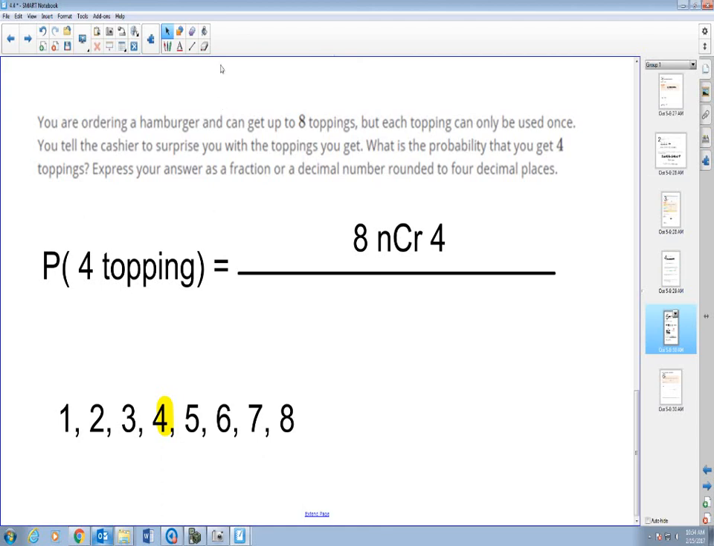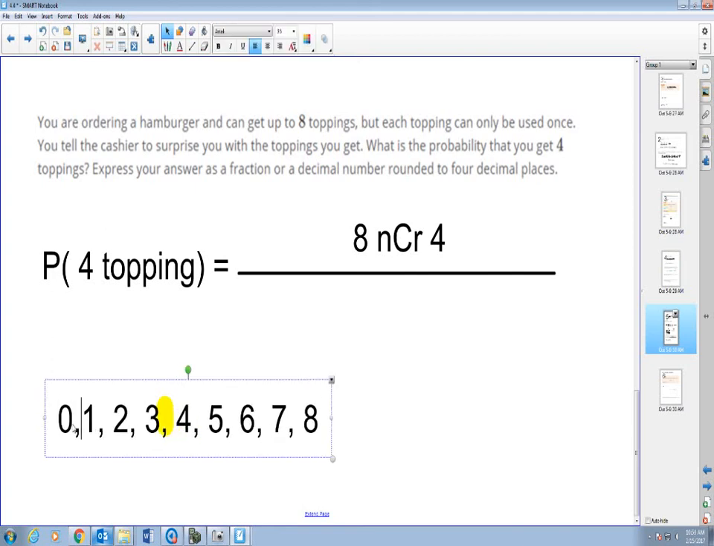Oh, excuse me, I forgot one of the most important ones, 0. I can actually choose 0 toppings. You know what I'm saying? No lettuce, onion, tomatoes, just ketchup. Or nothing, just the buns and a burger.